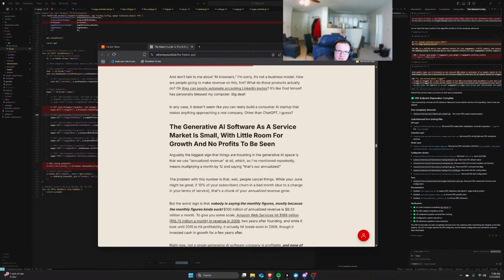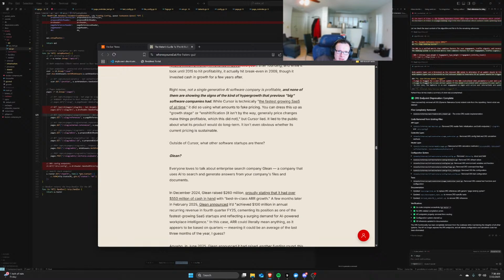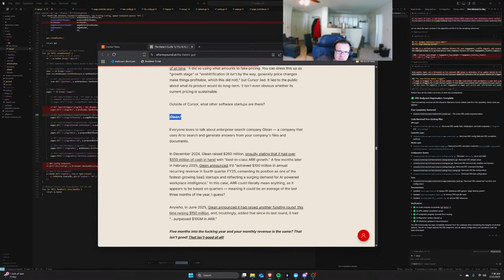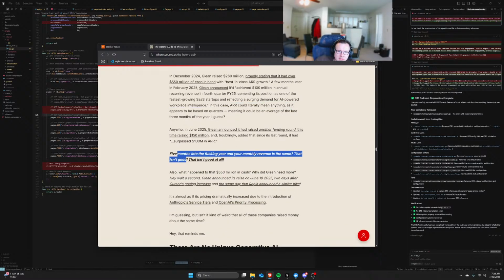The generative AI software as a service market is small with little growth room right now and no profits. Yep. Oh, yeah, so Glean is something super interesting. I really like this for my own work personally. Cash on hand with best in class ARR both. Billion, based on quarters. Another funding round, this time for $150 million. Five months into the year and your monthly revenue is the same. That isn't good. That isn't good at all. I mean, if you're trying to build some crazy thing.